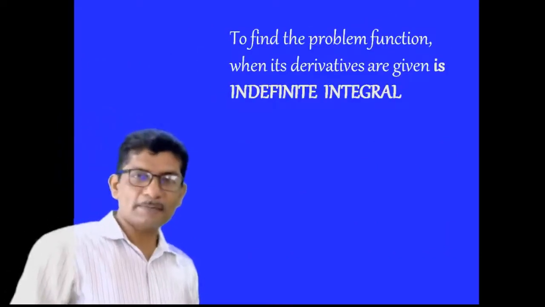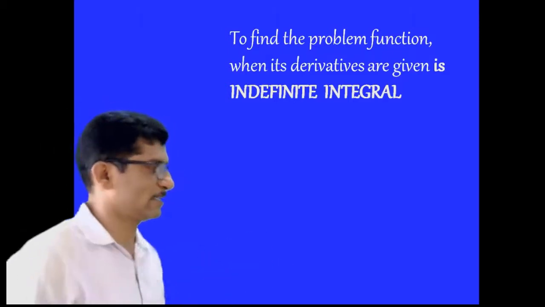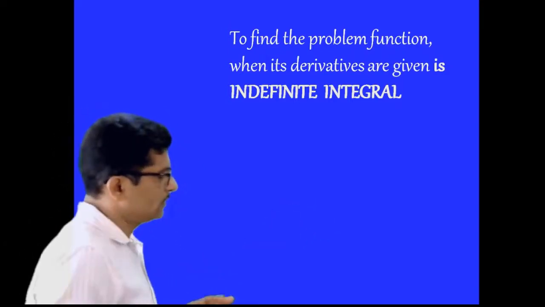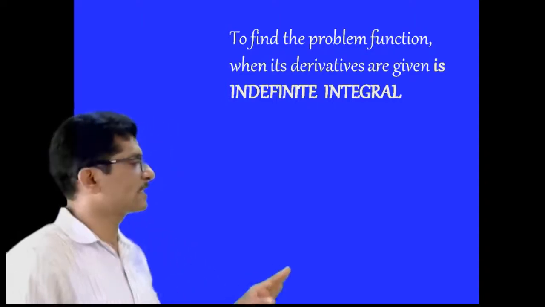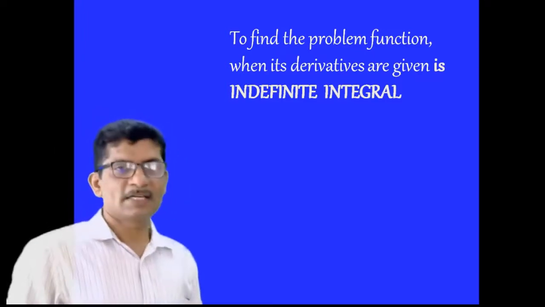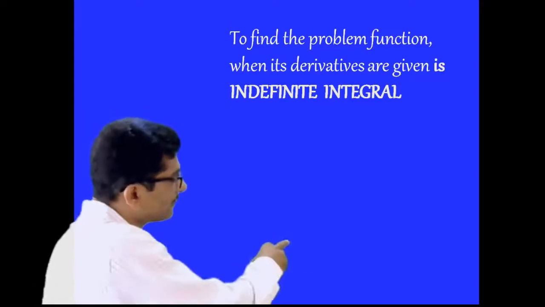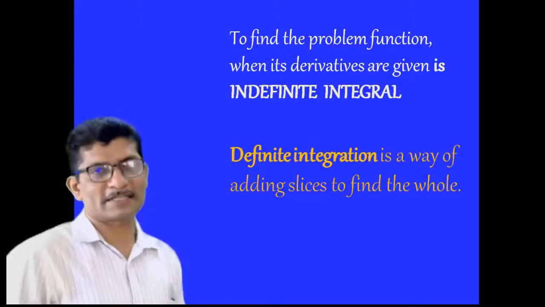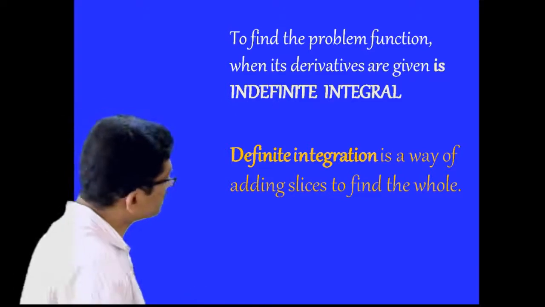We use integrations to find the original function when derivatives are given, and this is called the indefinite integral. Suppose the derivative is given; we find the original function, and this method is called the indefinite integral. Is that clear? The next one is the definite integral. So there are two types of integral: one is the indefinite integral, another is the definite integral.